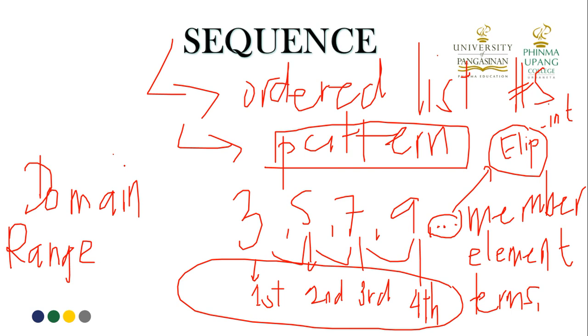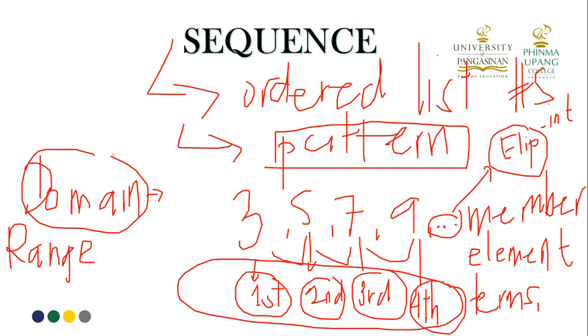Okay? So, what is domain, guys? That is the first term, second term, third term, or fourth term. So, ano yung tawag natin sa domain again? Ano ba yung first, second, third, fourth? First, may second, may third, may fourth. So, what is the meaning of domain? Can you please open your mic? Yung relative position po. Very good. It's the relative position of each term.